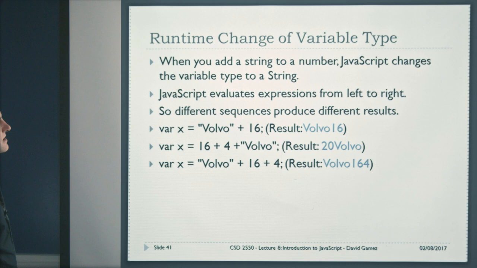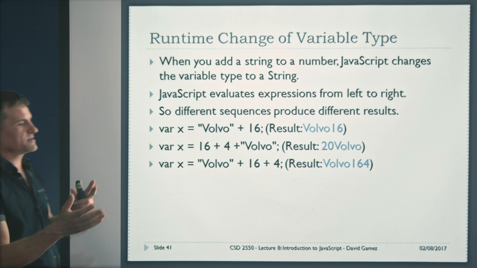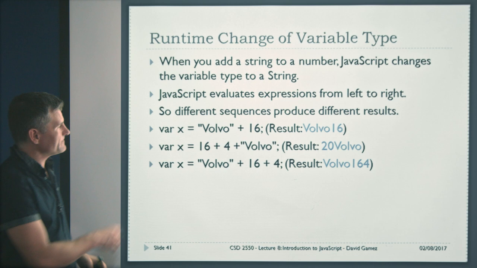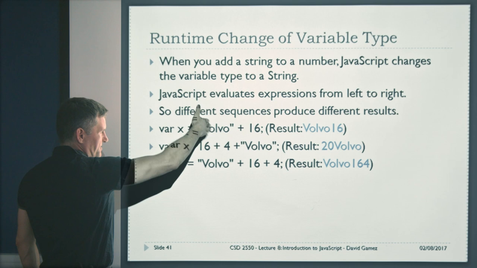Now, JavaScript interprets instructions from left to right, and this means that different sequences of operations will result in different final results. That's what I'm trying to say here. So here we've just got a var x being assigned to a string being added to a number, but we go left to right. So JavaScript, in this case, will start with Volvo, a string, and add it to 16. The result will be Volvo 16.